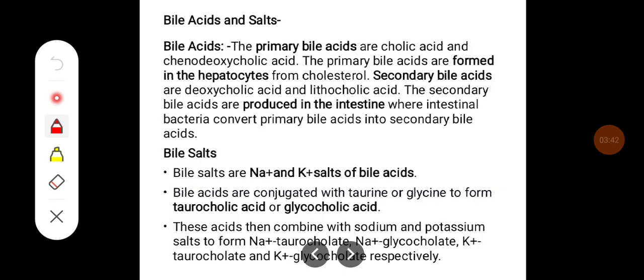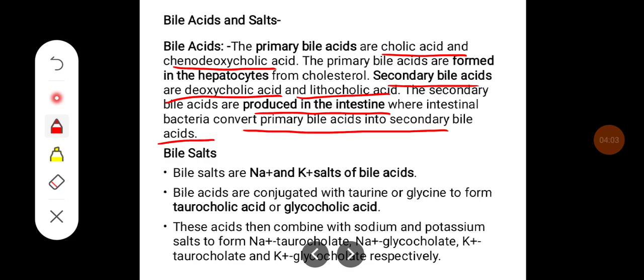Bile acids. The primary bile acids are cholic acid and chenodeoxycholic acid. The primary bile acids are formed in the hepatocytes from cholesterol. Secondary bile acids are deoxycholic acid and lithocholic acid. The secondary bile acids are produced in the intestine, where intestinal bacteria convert primary bile acids into secondary bile acids.